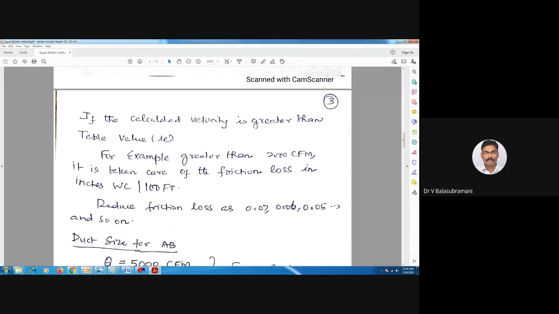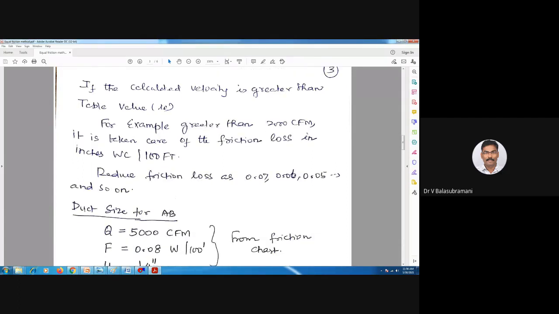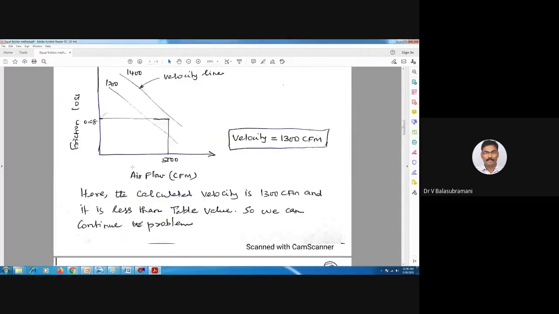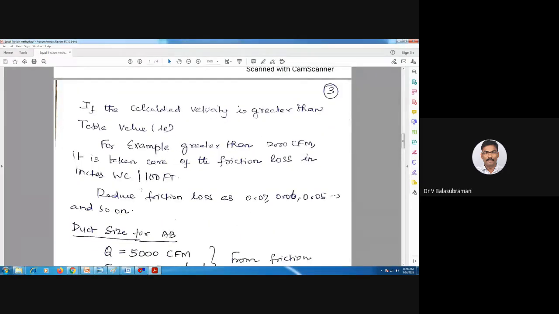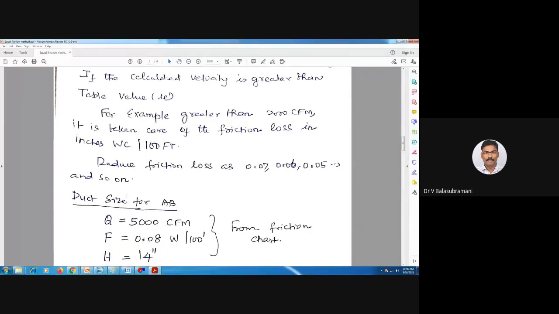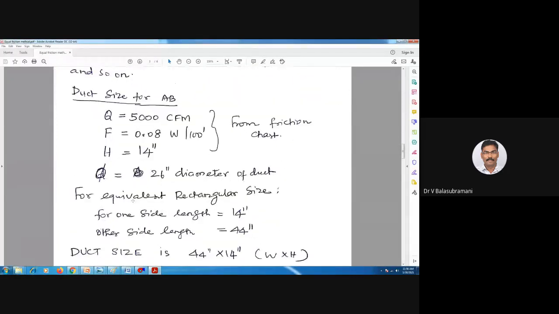The remaining things are fully mathematics. It's very, very simple. You just draw a horizontal and vertical line, then select a value and do some mathematics. But this is engineering. So checking the 1300 velocity is engineering. If it goes beyond, you have to reduce the friction loss. For other things, there is no need to check, but anyhow you have to calculate the velocity of air. The velocity may be computed.